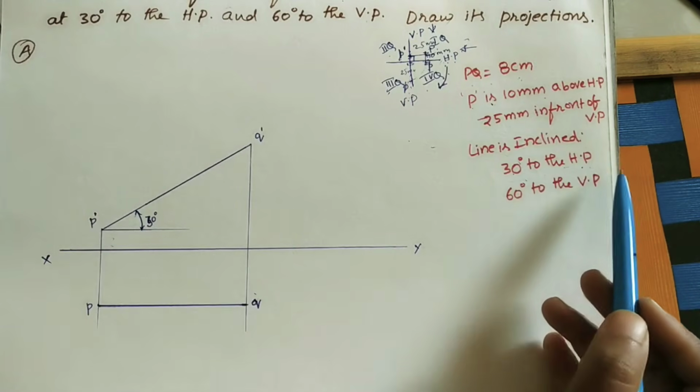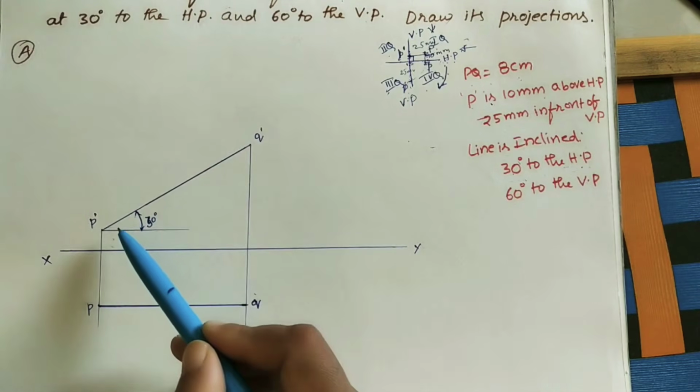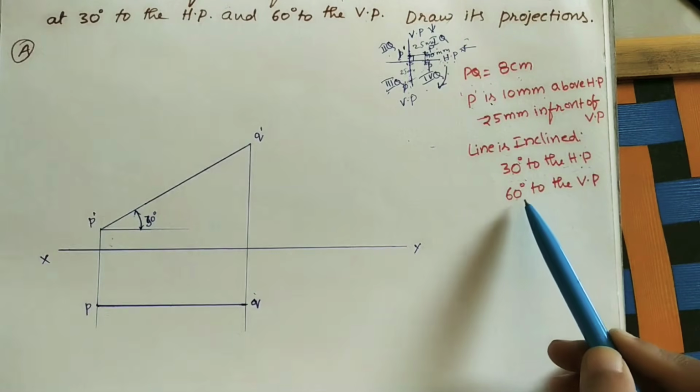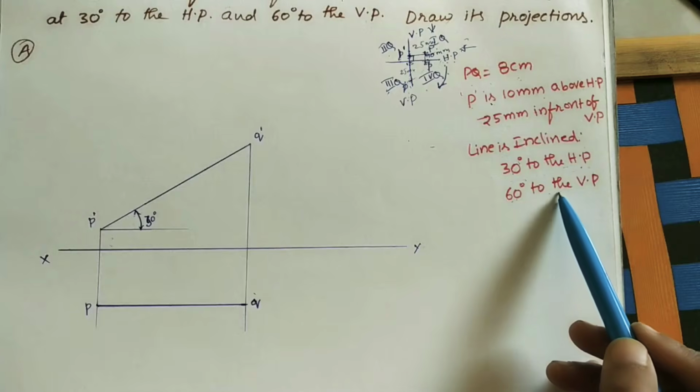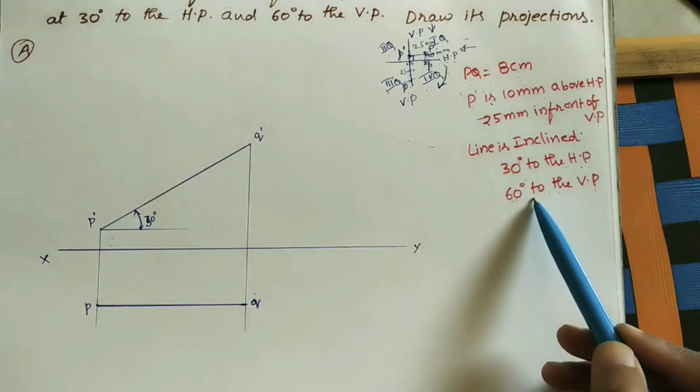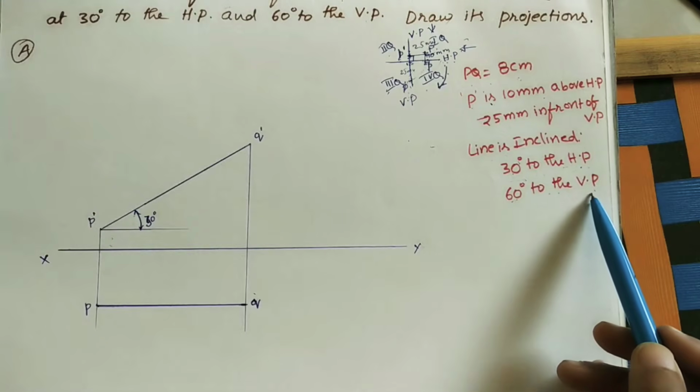Always remember, angle with HP means we are getting the line here, above XY. Now take the next angle. So this line is making 60 degrees to the VP. Now forget about this angle. Take the line as making only 60 degrees with the vertical plane.